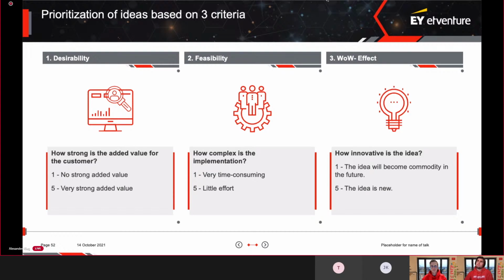And then the third part is the wow effect. So we want to have cool ideas. When you think of the first 2 criteria, they're more like, okay, you can do it, but is it pretty cool? So give it a veto for an idea, or push an idea. So 1, the idea will become a commodity in the future. This is not very innovative. Or is this idea new? I've never heard of it. It would be great to implement that. So put a 5 on that.